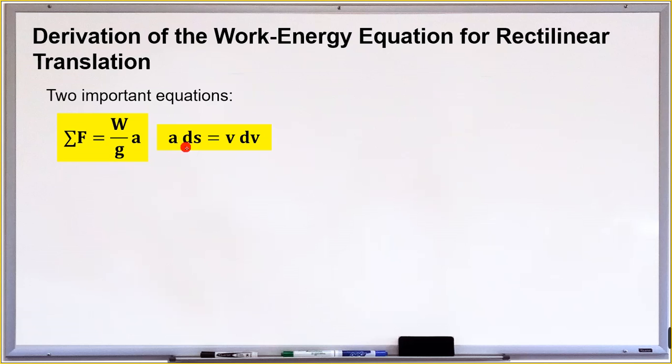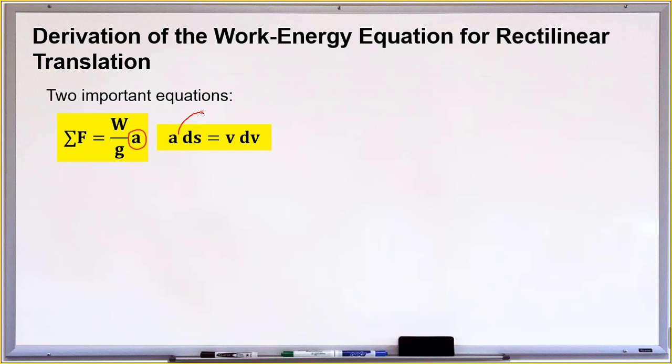The familiar kinematics equation. So the first, the left side equation, is the kinetics equation, whereas the right side is the kinematics equation, which is in differential form because of the presence of differential coefficients, ds and dv. So we have the instantaneous acceleration times the change in displacement equal to the instantaneous velocity times the change in velocity. Now, from these two equations, there's a common variable, and that is our instantaneous acceleration a.